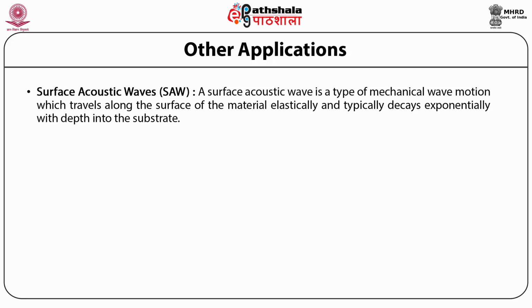Surface acoustic waves, or a SAW device. A surface acoustic wave is a type of mechanical wave motion which travels along the surface of the material elastically and typically decays exponentially along the surface of the material and exponentially with depth into the substrate. It is essentially the coupling between the longitudinal and shear waves. The energy carried by the SAW is confined near the surface.